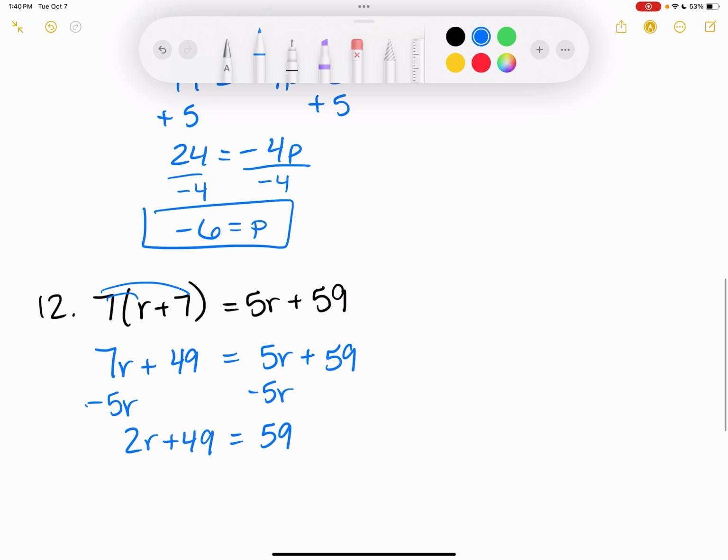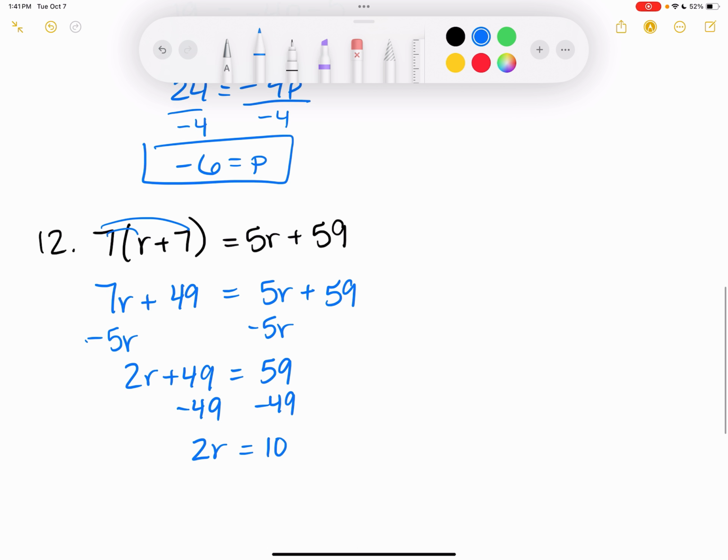Then what? Subtract 49. So 2r is equal to 10. Divide by 2. r equals 5.